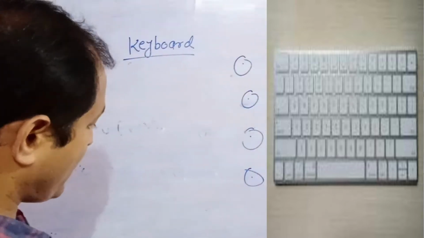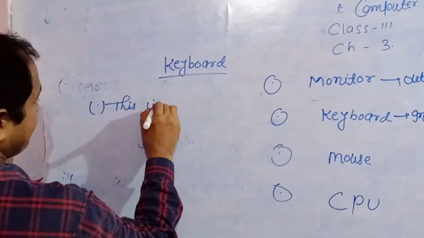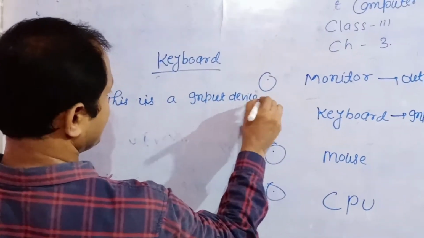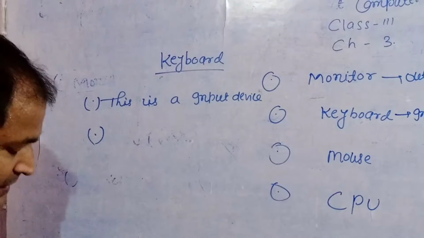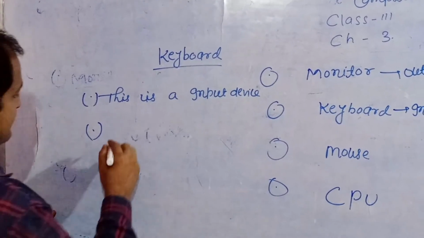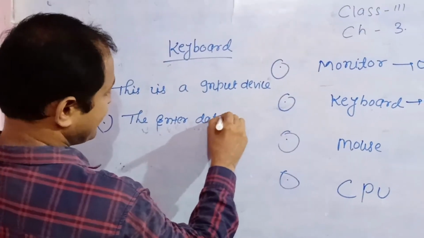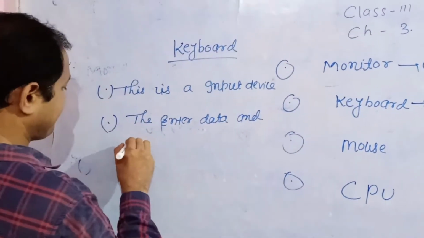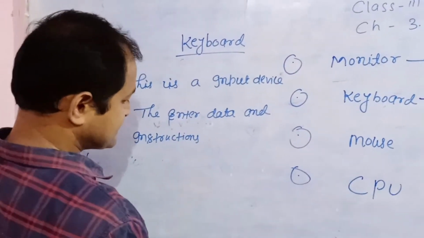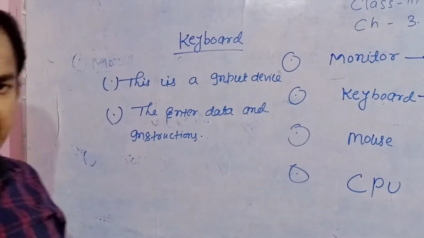So first of all, what is the keyboard? First, this is an input device. Second, why is the keyboard the input device? Because you enter data and instruction. I enter the data.